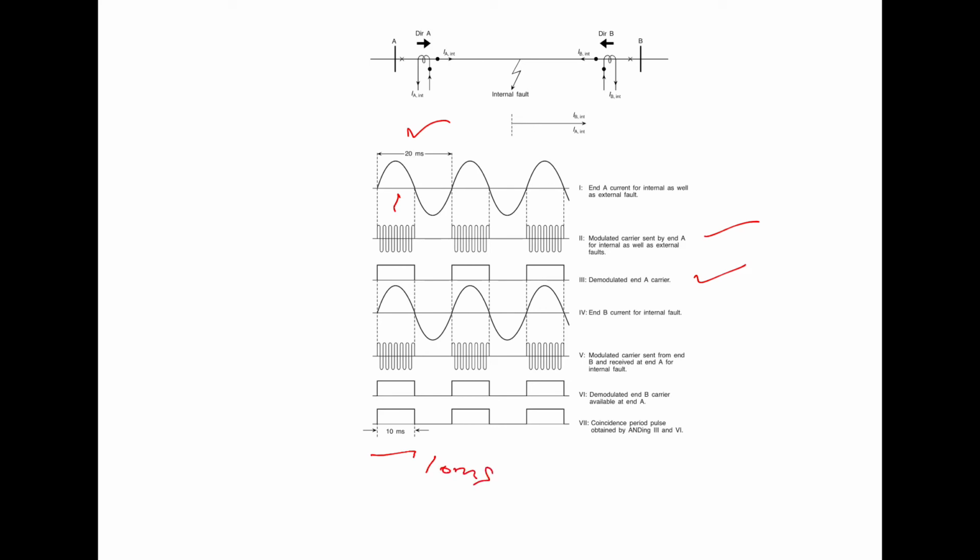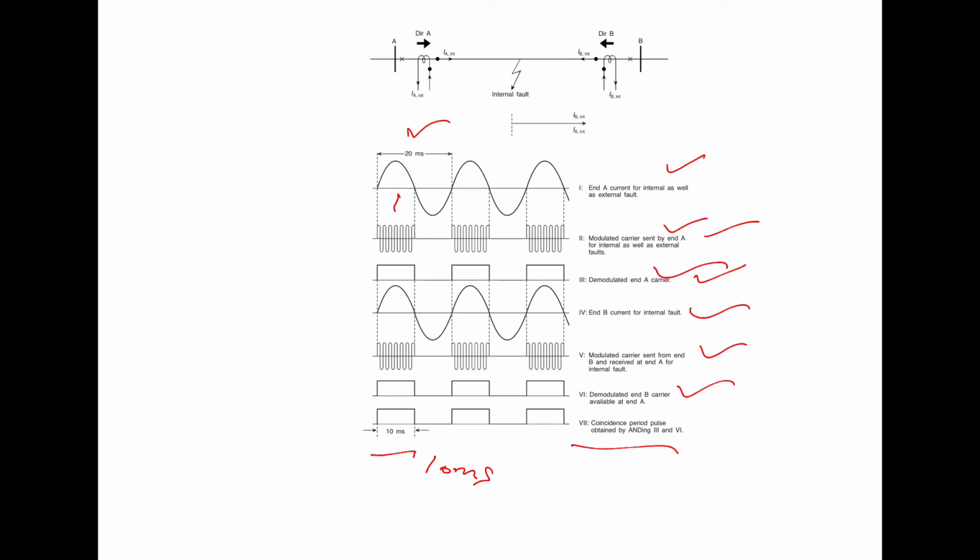Here is the end A current for internal as well as external fault, then the modulated carrier sent by the end A, then this is the demodulated wave, this is the second wave, and the B modulated carrier, and this is the demodulated wave, and finally we get the coincidence period pulse obtained by ANDing the first and second. We are using the AND gate, and finally the output is there in that case.